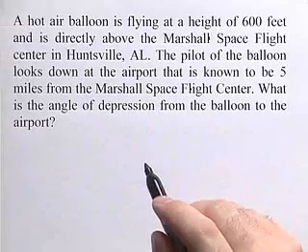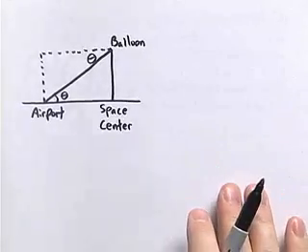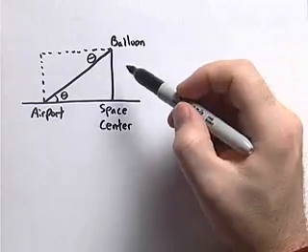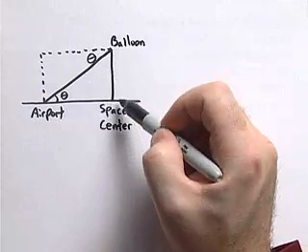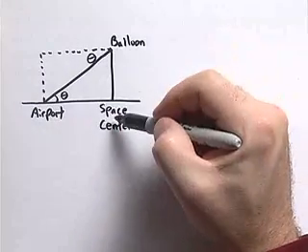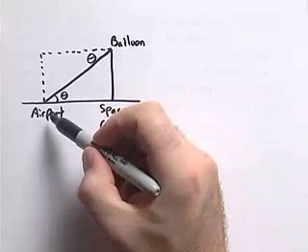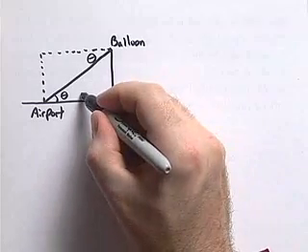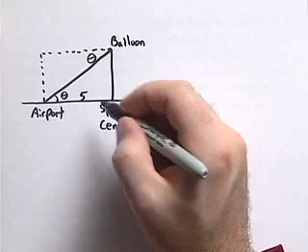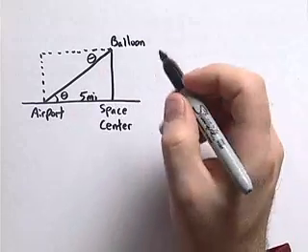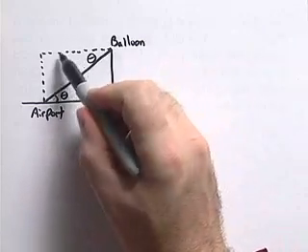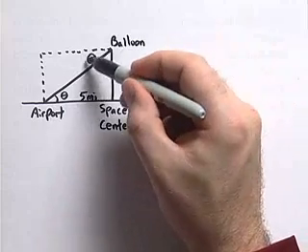For this problem, we're going to need a diagram. In our diagram, we're going to form a right triangle. We're going to have the balloon above the Space Center. We're going to have the airport that's a distance of 5 miles from the Space Center. The angle of depression is theta.